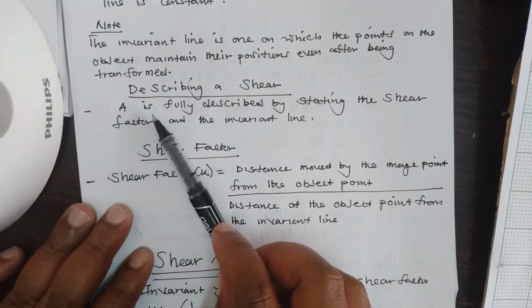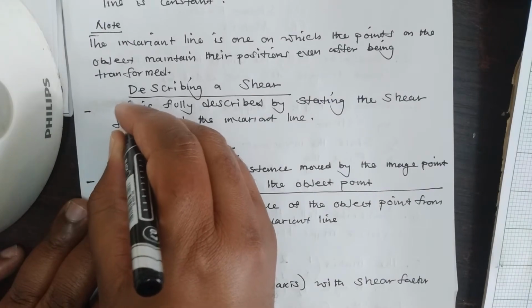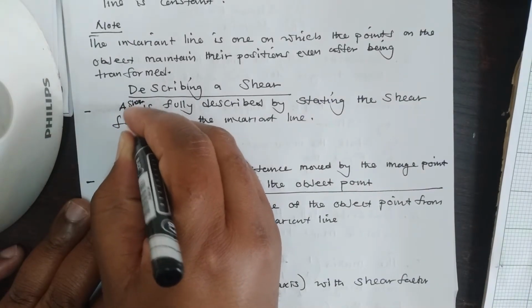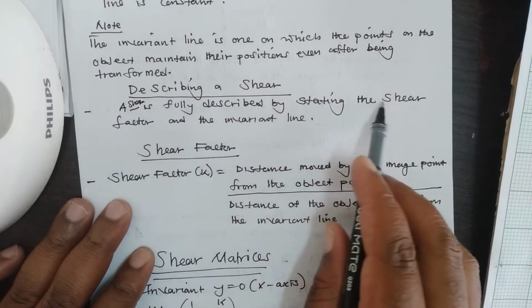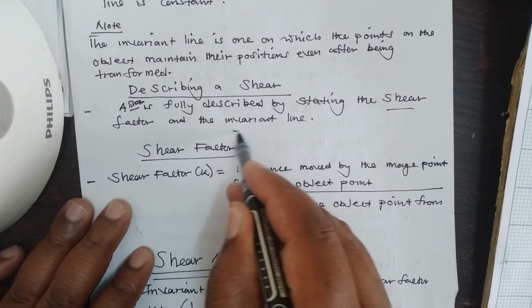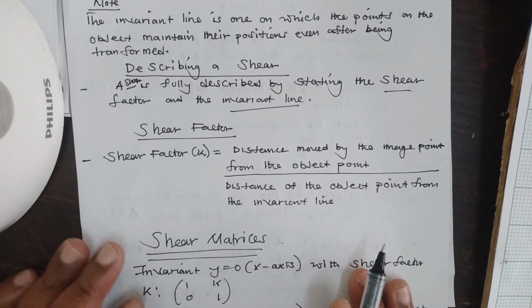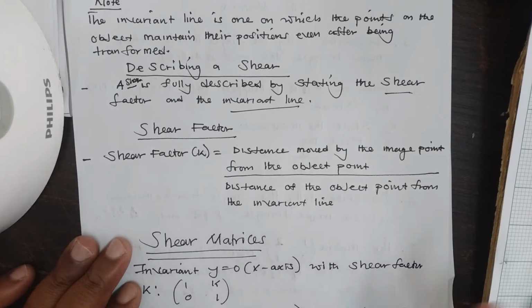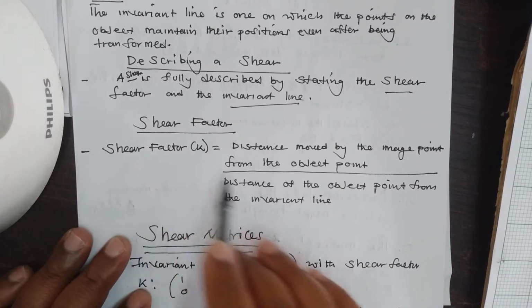All right, now how do you describe a shear? A shear is fully described by stating the shear factor as well as the invariant line. You need to give a shear factor as well as the invariant line. Now, how do you get a shear factor?